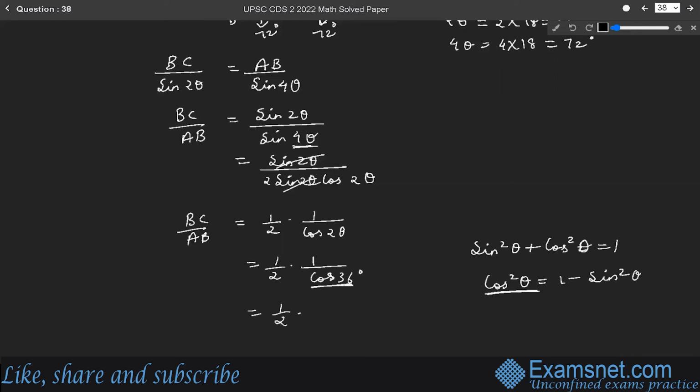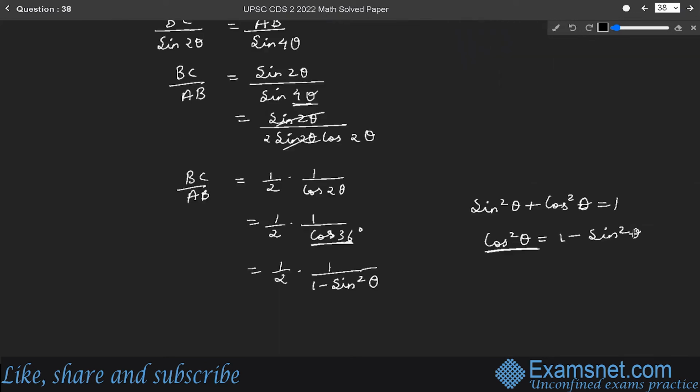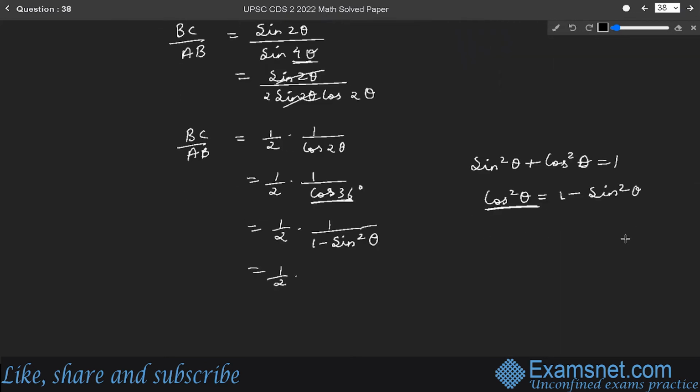So it will be 1 upon 2 into 1 by 1 minus sine square theta. And on further solving, it will be 1 by 2 into 1 upon sine 18 degree, because we know that 36 by 2 is 18. And you already know why we have to divide it by 2, because here there is square and here there is only theta, means here there is only cos. So sine 18 degree is equal to root 5 minus 1 upon 4. This is the value for sine 18 degree.